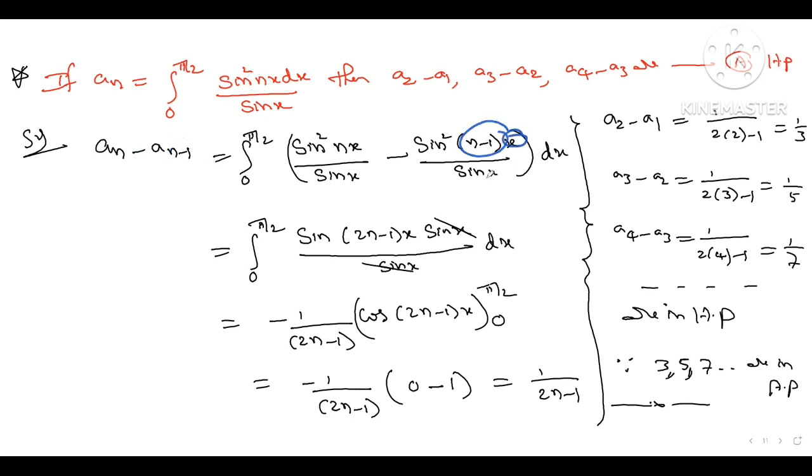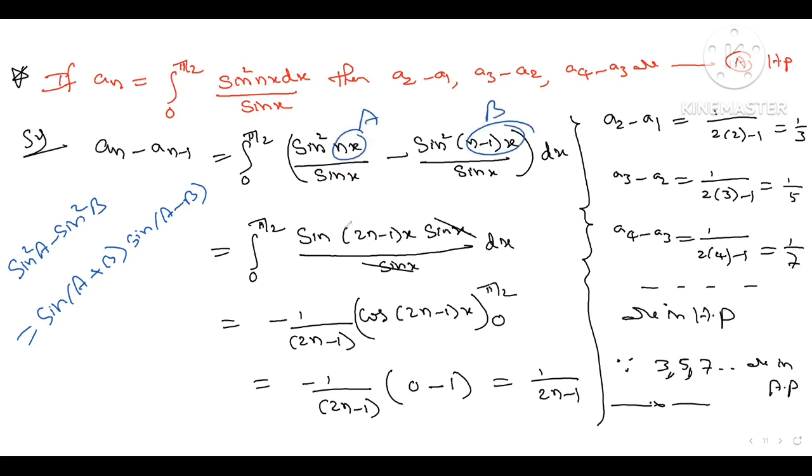sin square of (n minus 1) x by sin x dx. What is the LCM here? Sin x is the LCM. Okay, we have the formula sin square a minus sin square b. What is the formula? Sin square a minus sin square b equals sin (a plus b) into sin (a minus b). Here sin is squared, this is A, here B. Sin (A plus B) into sin (A minus B). What is A plus B? Sin of (x plus (n minus 1) x), that is (2n minus 1) x. For sin (A minus B), here nx cancels, leaving x.